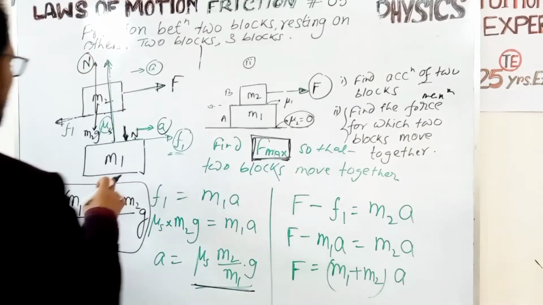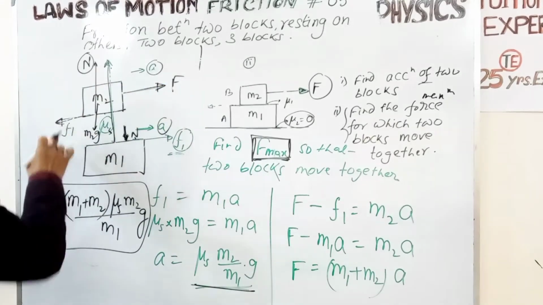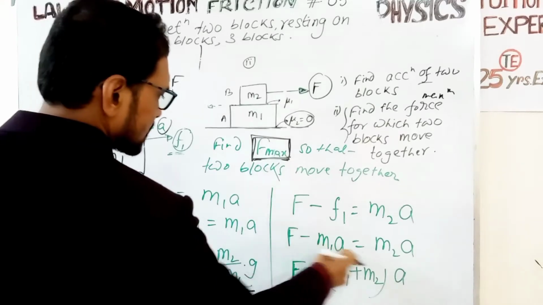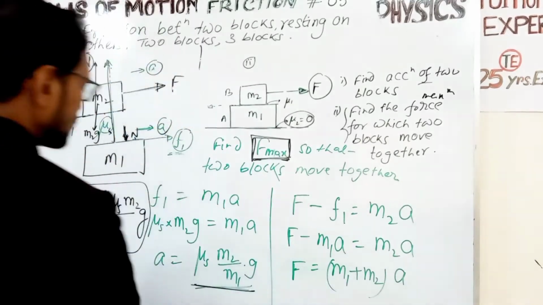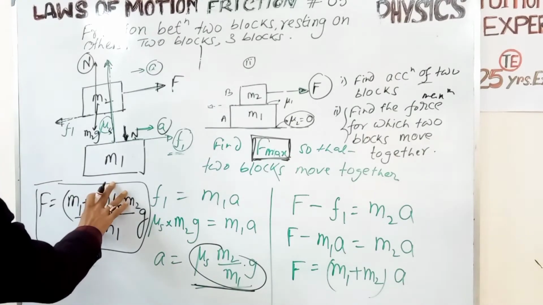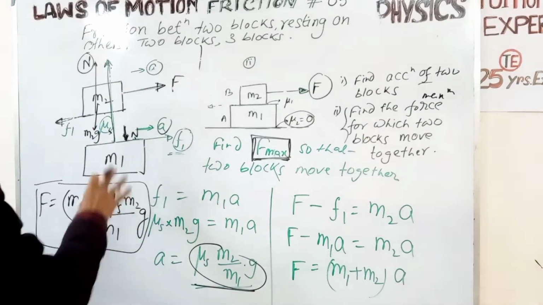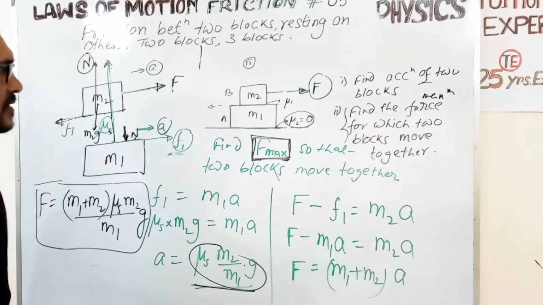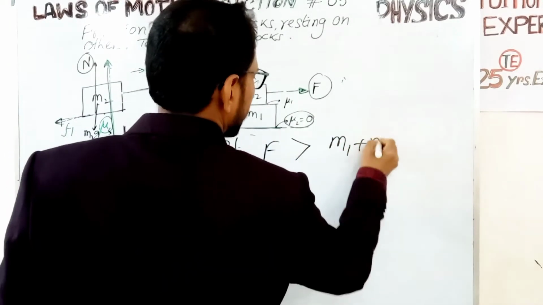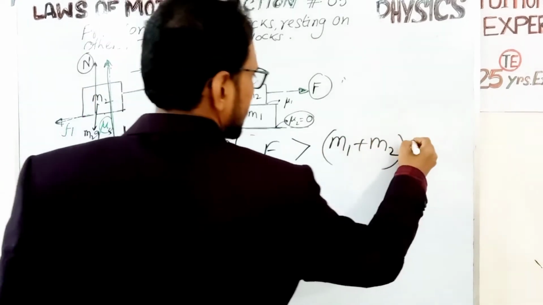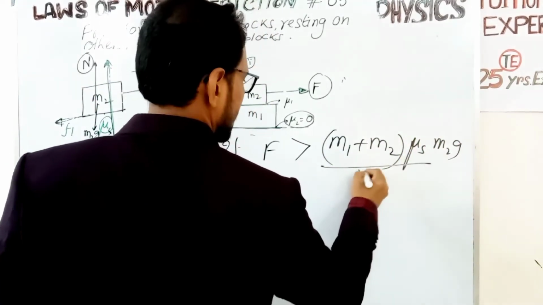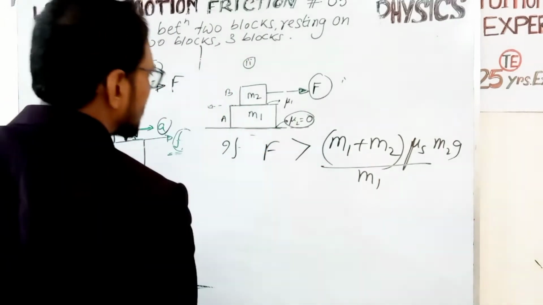Now what is the equation of motion of this body? F minus F1 equals m2 into a. F1 equals m1 a, put it here, and we get F equal to this. Now put the value of a here and we get the result. So this is the maximum force applied here for which the two blocks move together. Now if the force is greater than this value, what happens?